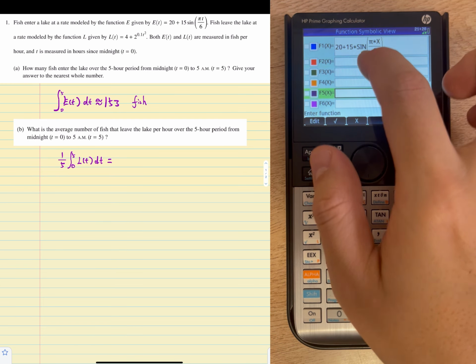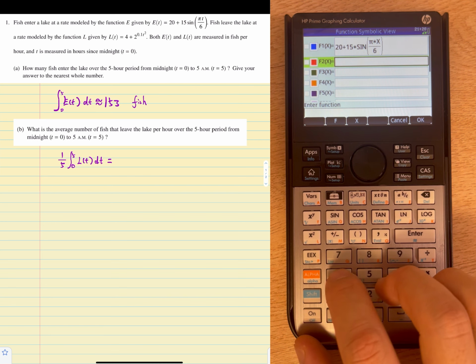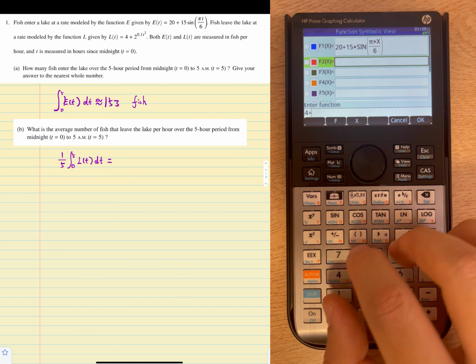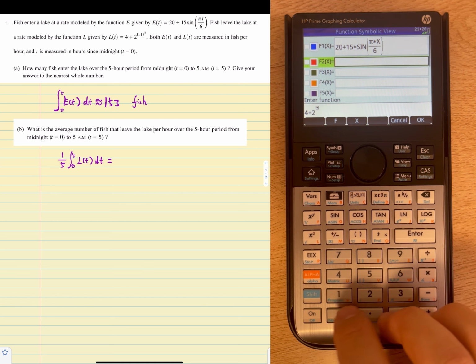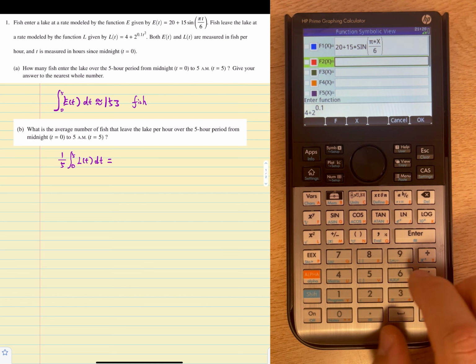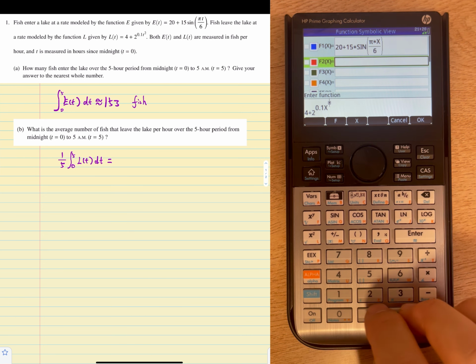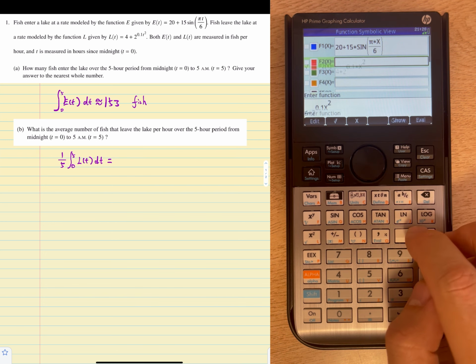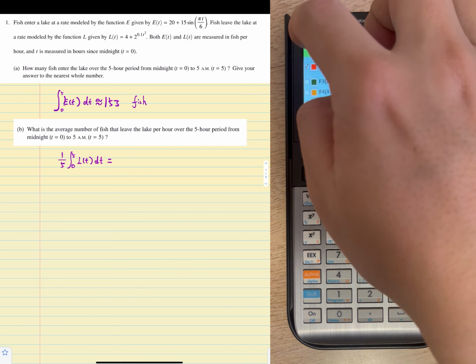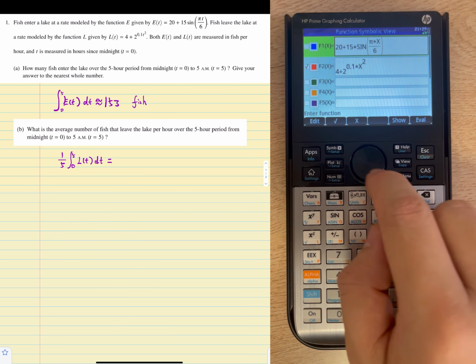Okay, so the next part we need to put in our function for the leaving rate. So we just put 4 plus 2, then we use the power of 0.1. So we change it to x squared, so we change the x to the power, the power of 0.1 like this. Then we enter. So we don't need the first one, so we just click it. Now we just need the second one.